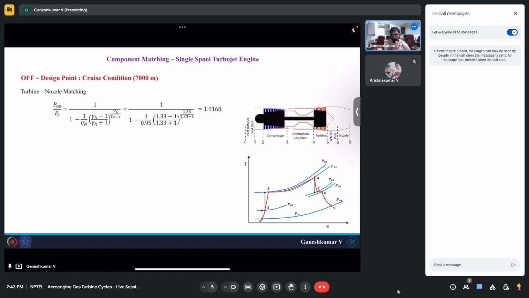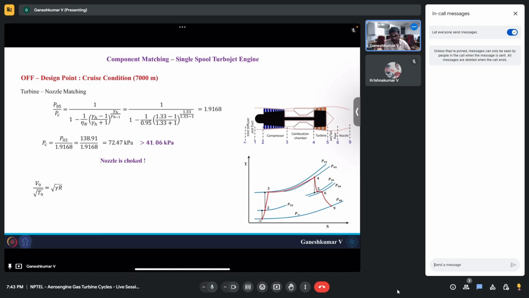Now we already know P05 from the pumping characteristics we have found. Based on that, you can find the critical pressure to be 72.47 kilopascal. And as we expected, the exit ambient pressure is 41.06 kilopascal, which is lower than the critical pressure, which means the nozzle is choked. So the nozzle is indeed choked. It was choked in the ground condition, and even at the flying cruise condition of 7,000 meters, it is still choked.